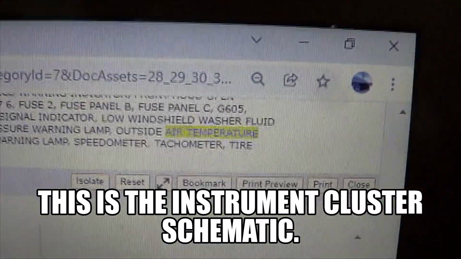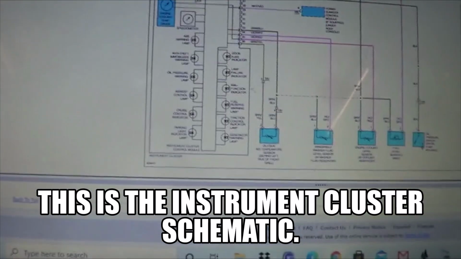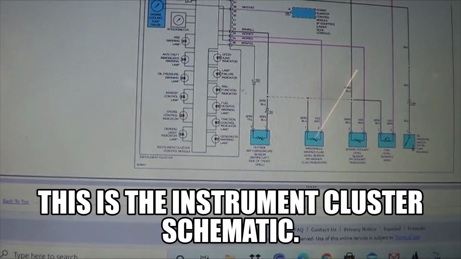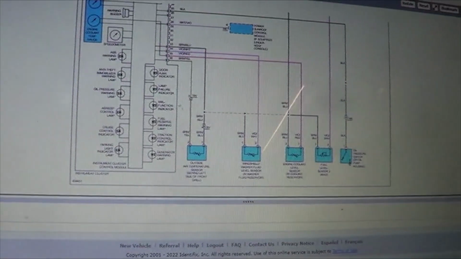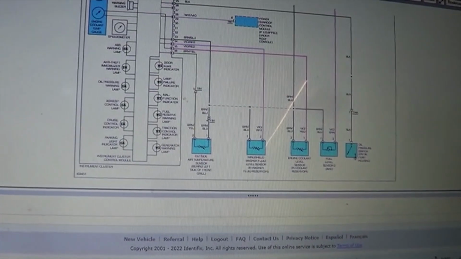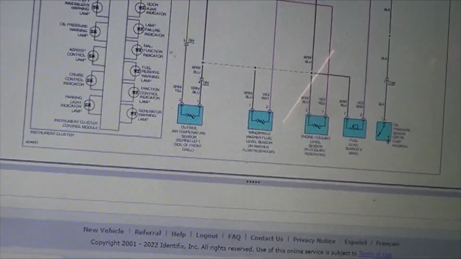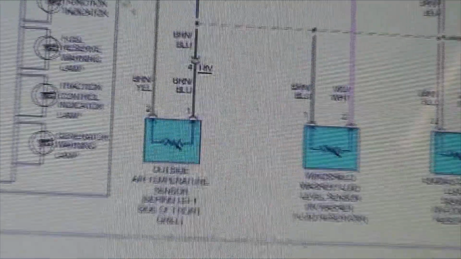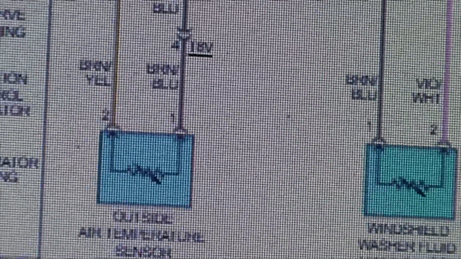It says outside air temperature, and it kind of sucks that they don't use the same terminology in the scan tool as in the wiring schematic here, and that's very frustrating, but that's just something we have to live with. Work on Volkswagens, they said. It'll be easy. So I did find an outside air temperature sensor, and it does have brown and yellow wires and brown and blue wires, just like what we have on the car.